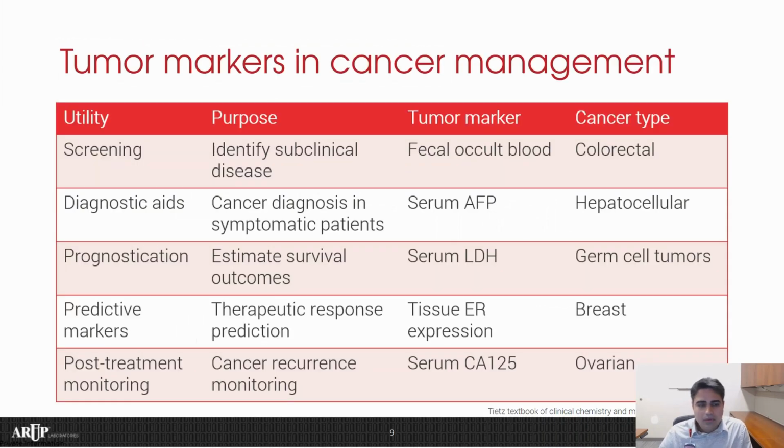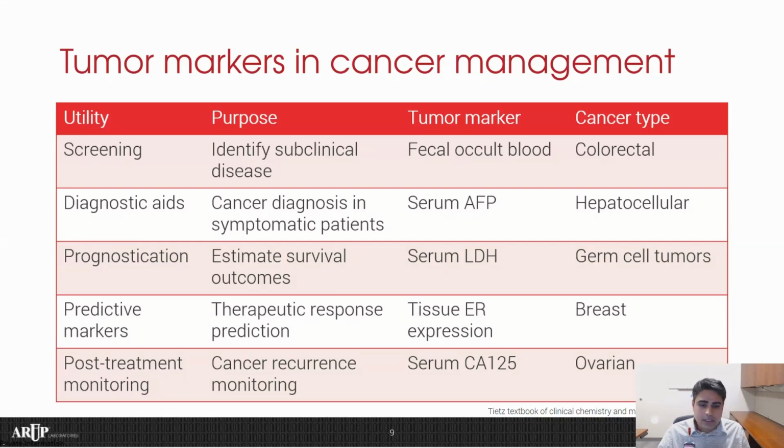So how are tumor markers used in cancer management? There are 5 different ways that tumor markers can be used in cancer management. The first one is screening. When we talk about screening, we mean identifying subclinical disease in asymptomatic patients. This would be population screening for certain cancers. A good example of that is fecal occult blood, and the context here is colorectal cancer.